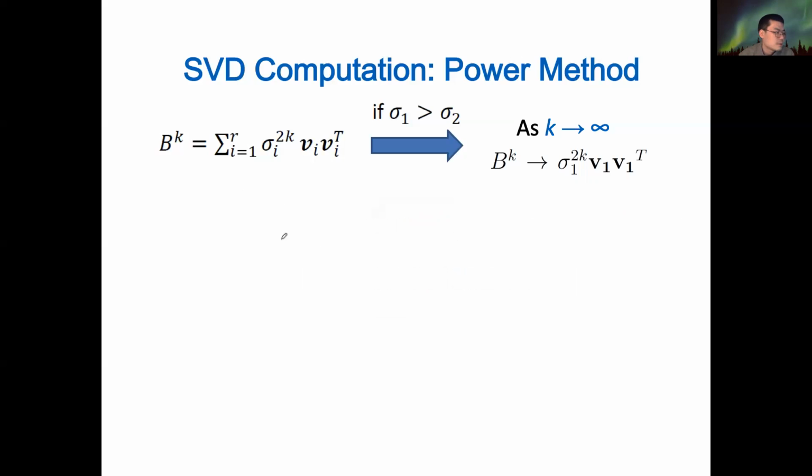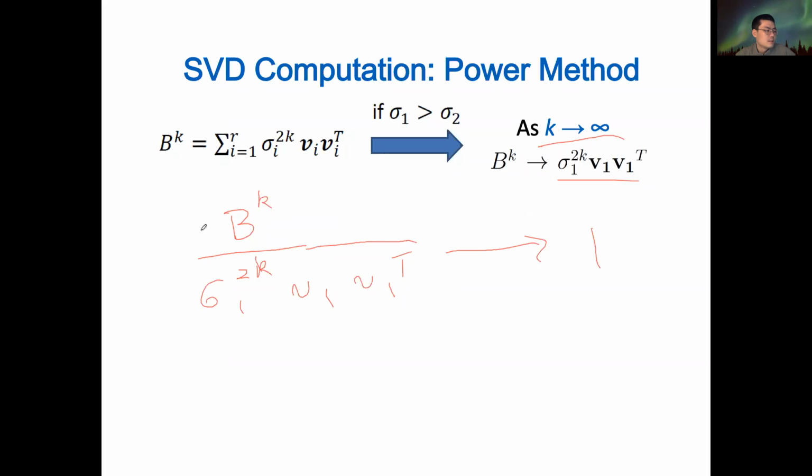So here's what we have: B to the K divided by sigma 1 to the 2K, V1, V1 transpose. We want to show that as K goes to infinity, this thing goes to 1, which means the denominator and the numerator are almost the same. So how to show this? You divide by the left hand side, you divide by the right hand side, so this is divided by V1 transpose, and you also divide by this term. This term you can take 2K out, so this is sigma I divided by sigma 1. Now we know that any term starting from sigma 2 will lead to this ratio being less than 1.